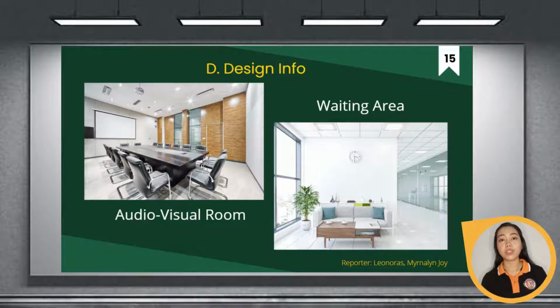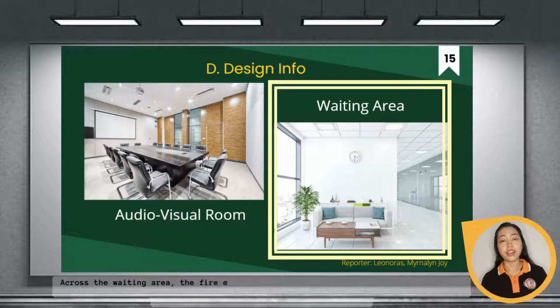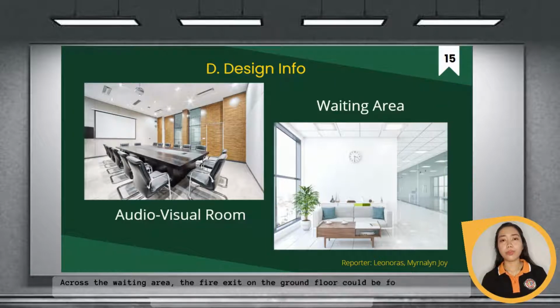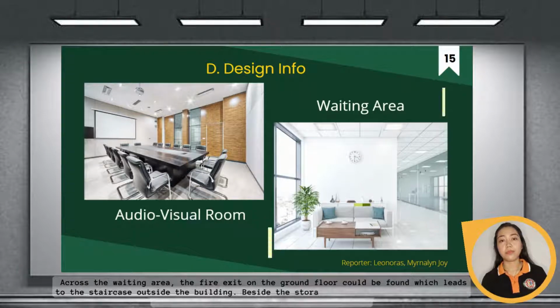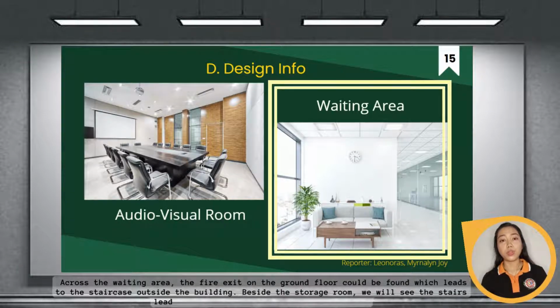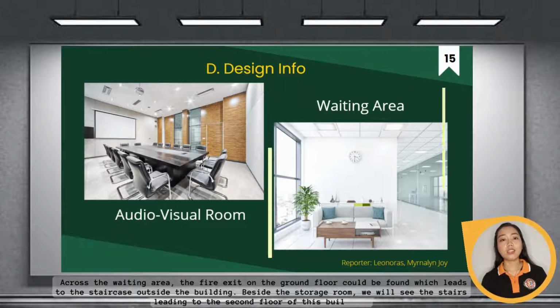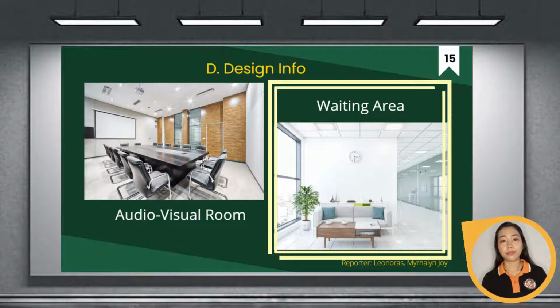In the waiting area, a huge 4-person white sofa and a mahogany table for the people to relax while waiting can be seen. Across the waiting area, the fire exit on the ground floor could be found, which leads to the staircase outside the building. Beside the storage room, you will see the stairs leading to the second floor of this building.